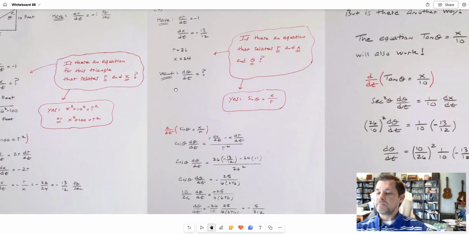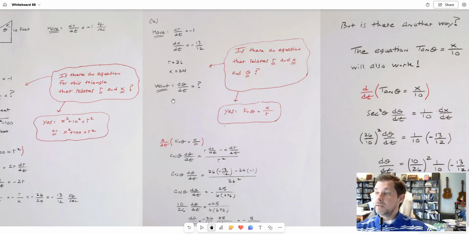Now, is there another way though? Like, do I have other options? Because all I said here was, is there an equation that relates r, x, and theta? Because those are the things I have and the thing I want to find. But in this case, this isn't the only equation that relates those things together.